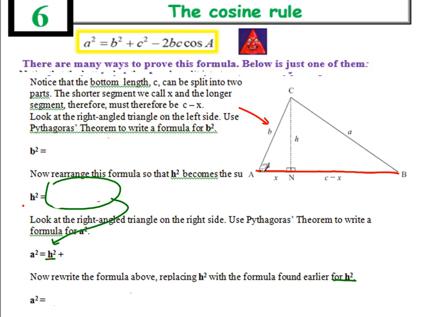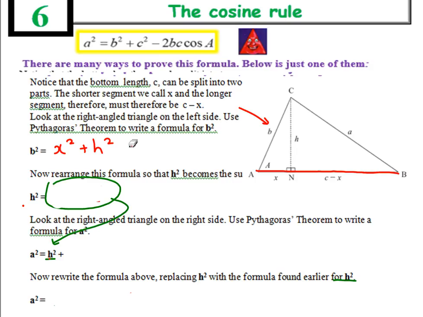Look at the right angle triangle on the left side. That's what we're asked to do first. Use Pythagoras' theorem to write a formula for b squared. In this right angle triangle, you notice that b is the hypotenuse. So b squared equals x squared plus h squared. Would you agree? It's the sum of the squares of the two legs. That's just using Pythagoras in this right angle triangle, because b in this case is the hypotenuse.